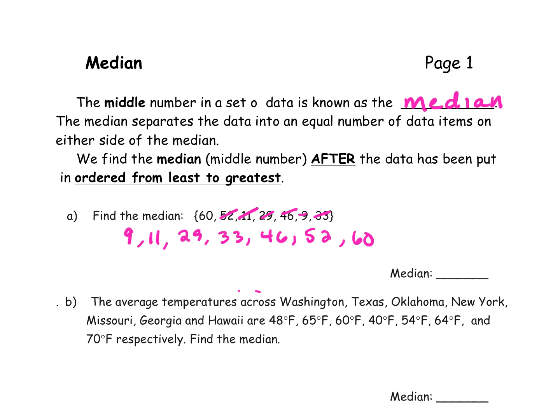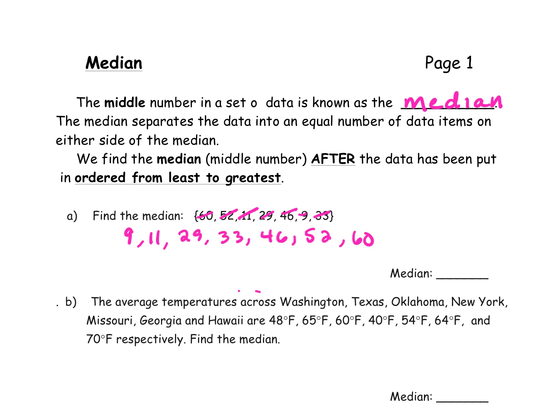Next, I want to make sure that I've accounted for all of my numbers. So there's 1, 2, 3, 4, 5, 6, 7 numbers. All of the numbers are accounted for. On page 1, we're going to work with data sets that have odd numbers, so we'll have one number exactly in the middle.